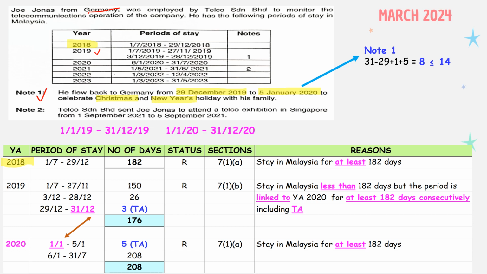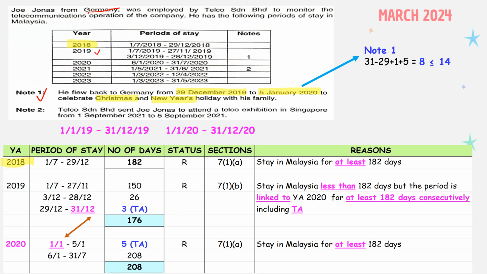Isn't it? Category number 1, related to work, it is not suitable. Category number 2, ill health, also not suitable. How about category number 3? Category number 3 is social visit, isn't it? Remember guys, social visit, we have a limit of 14 days. Not more than 14 days.